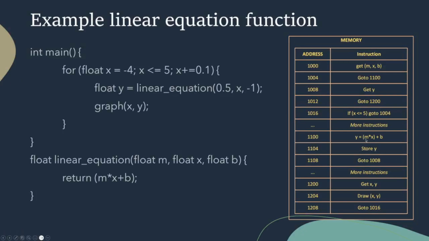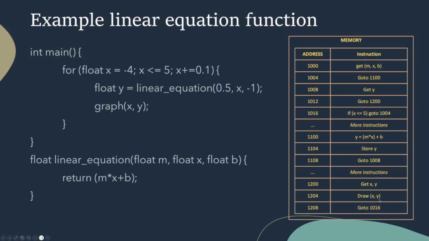So it's going to say y equals mx plus b, store y somewhere where it's going to be accessible to main. And then it's going to go back to 1008. So it's going to get y from wherever it was stored. Then we've got this graph function, so go to 1200 down here. That graph function is going to get x and y values. Then it's going to draw x and y, whatever that graphing function looks like.